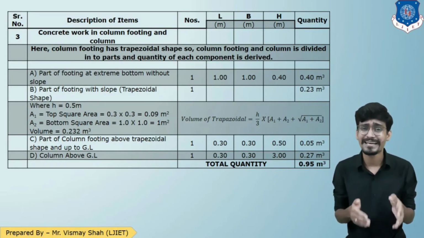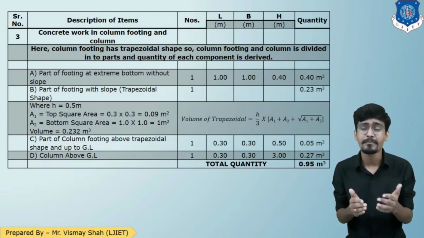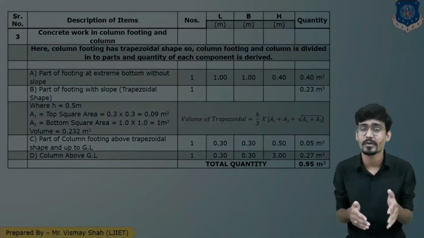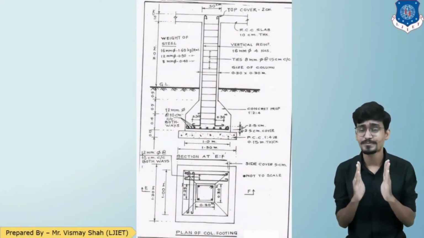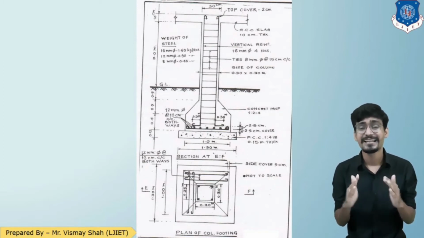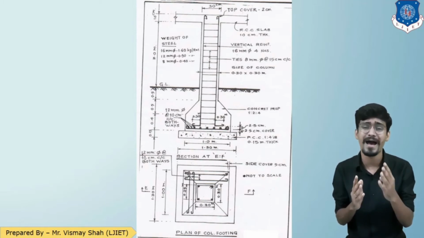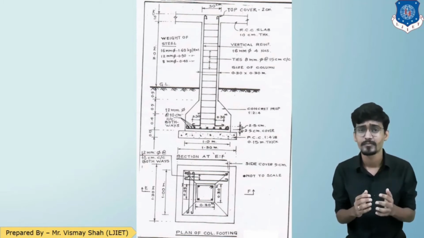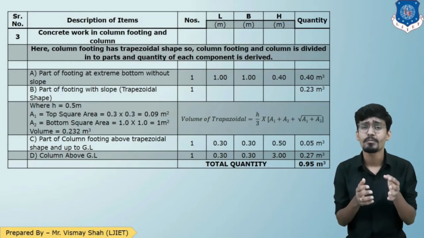So the first part is the extreme bottom portion of the footing, which is straight, having no slope. Let me explain to you first the parts of the footing. As you can see in the section, the first, bottommost part is the straight part, then the second is trapezoidal, then again the straight part up to ground, and the fourth part is above the ground level.